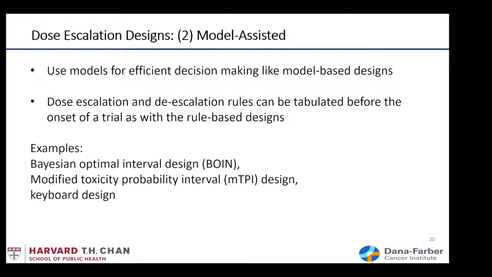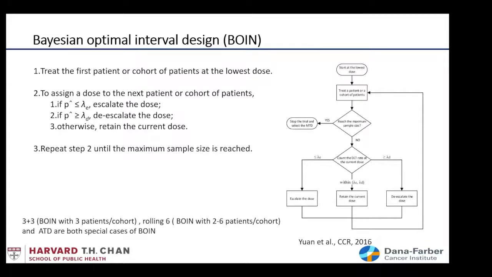The examples here are based on the optimal interval design, the modified toxicity probability design, and the keyboard design. I will focus on the first one, because its ideas make more sense to me, and performance-wise as well. The figure on the right shows the idea of this escalation and de-escalation algorithm. You start by treating the first patient, or the first patient cohort, at the lowest dose level.